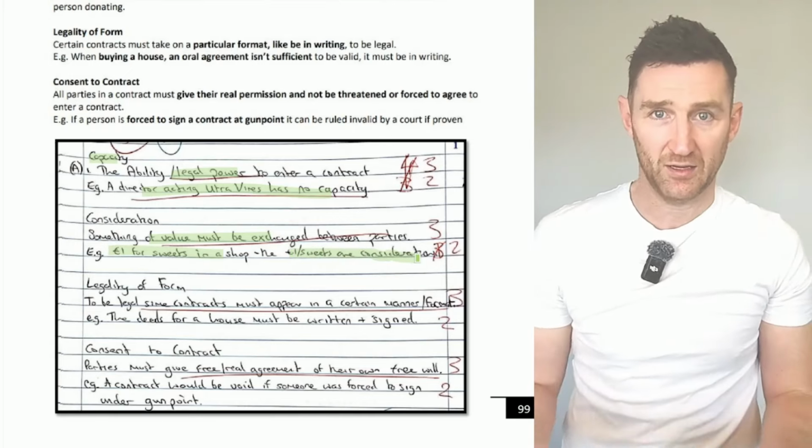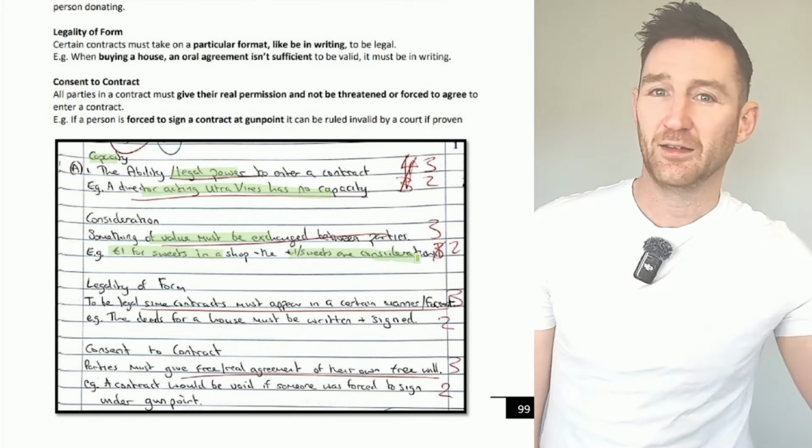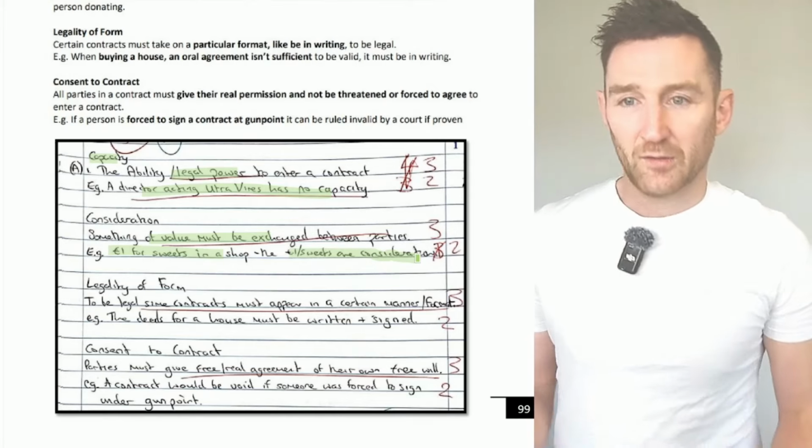They just know exactly what the keywords are. There's no fluff. So they've got capacity, the legal power to enter the contract. Example, a director acting ultra vires has no capacity. Consideration, something of value. €1 for sweets in a shop. The sweets and the money are the consideration. Amazing. They know the key terms. They just write it and they move on to the next thing. So really quickly picking up marks, start to finish there.